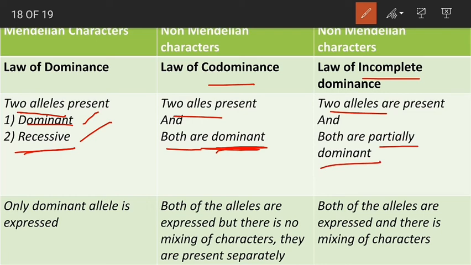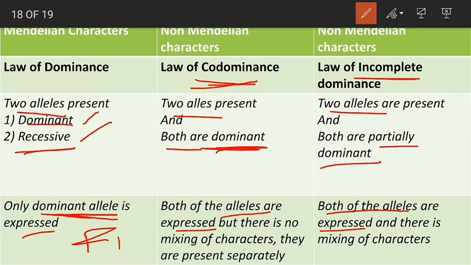Now, in case of the law of dominance, only the dominant allelic character is expressed in the F1 generation or the daughter generation. But in case of the law of codominance, both of the alleles are expressed. In the law of incomplete dominance also, both of the alleles are expressed. But what is the difference between the law of codominance and the law of incomplete dominance? In the law of codominance, the characters are present in the daughter generation, but there is no mixing of characters. Both of the characters are present, but they are present separately. But in case of incomplete dominance, there is mixing of characters as both of the alleles are partially dominant over each other. This is the basic difference between the law of codominance and the law of incomplete dominance.